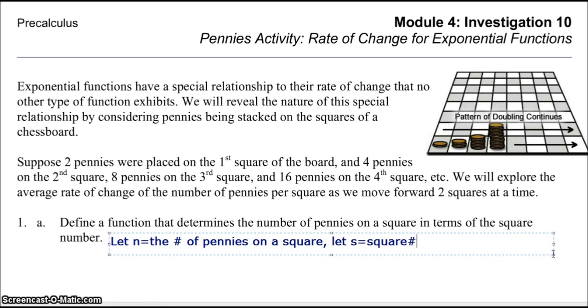So I want to let n be the number of pennies on a square and let s be the square number. And I want a function that determines the number of pennies in terms of the square number. So I want f as a function of s. So let's see, since I'm doubling, I think this is an exponential function.